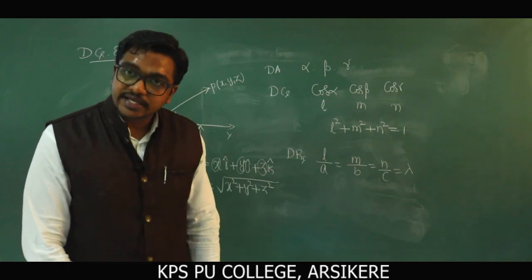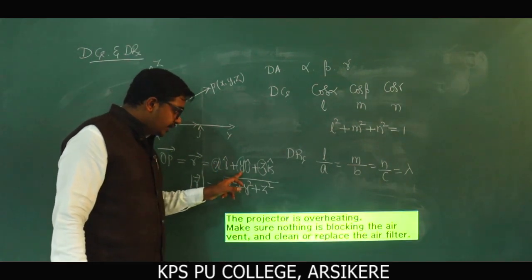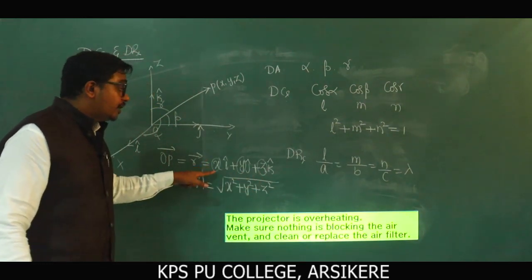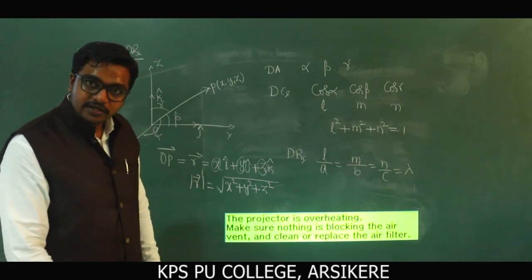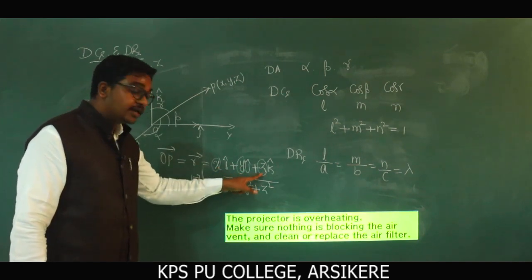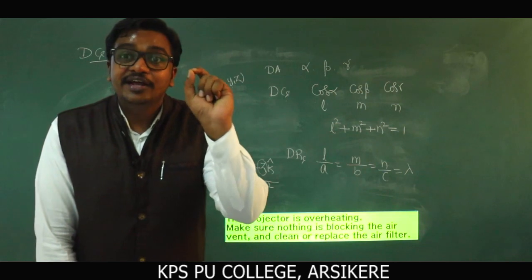That represent scalar component, and x into i cap, y into j cap and z into k cap represent vector component of the vector R. They represent vector component of the vector R. So therefore x, y, z, they represent a scalar component. They are nothing but direction ratios.